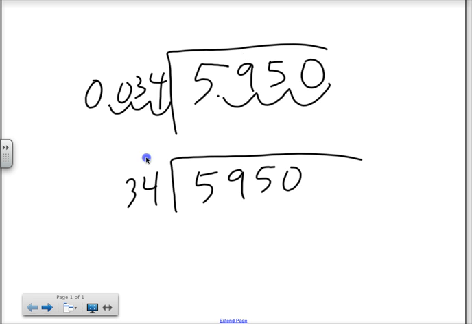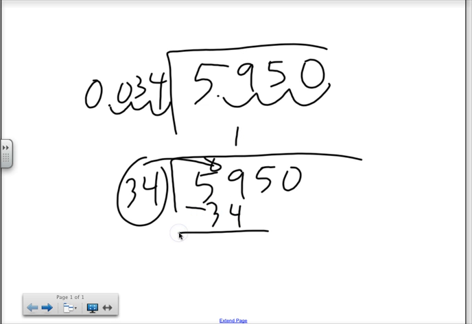So first of all, 34 goes into 59 how many times? 1. 34 goes into 59 exactly 1 time, because if it's 2 times, it's going to be too big. So 1 time, here's your 34, subtracted, you would have 25. Correct? You bring down your 5, so now you say 34 goes into 255. How many times? 7 times.